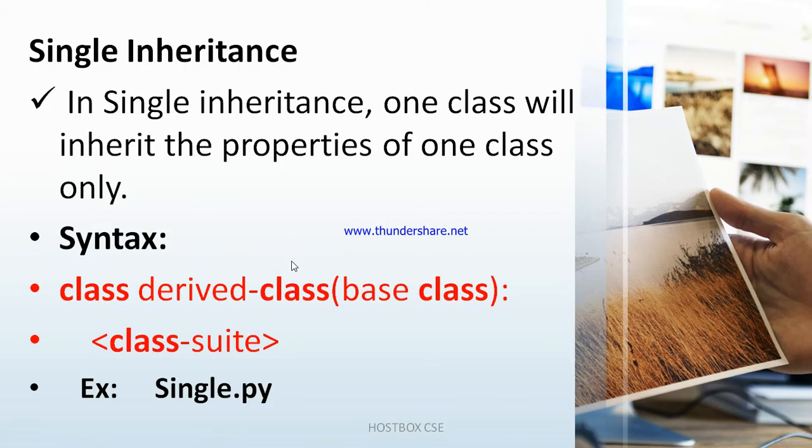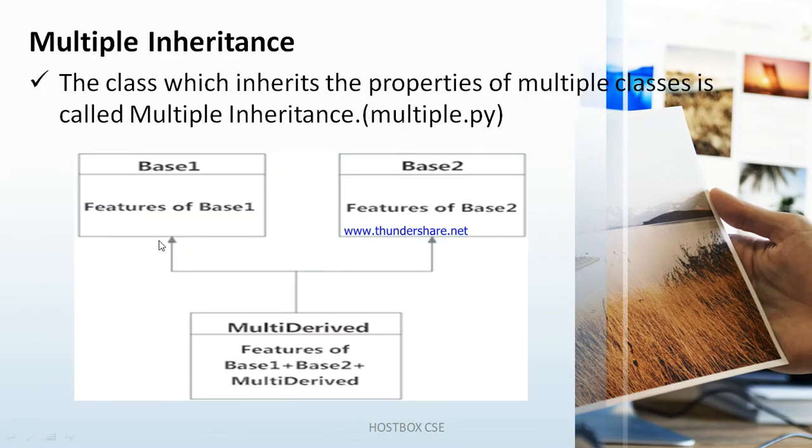Next you go for multiple inheritance. Multiple inheritance is simple. The class which inherits the properties of multiple classes is called multiple inheritance. That means the class inherits the properties of multiple classes. In the small diagram given, there are base 1 and base 2, and the multi-derived class comes under the category of multi-derived, that is, features of base 1 plus base 2 plus multi-derived.